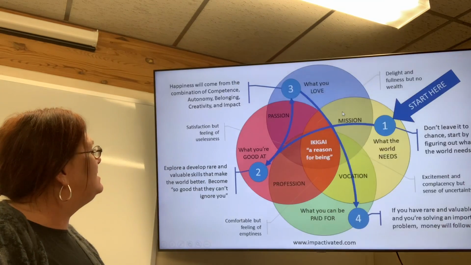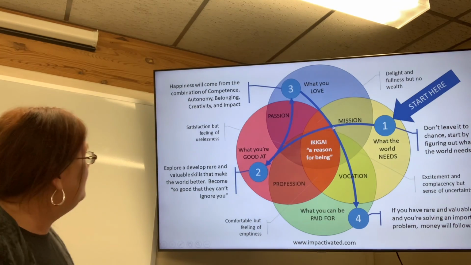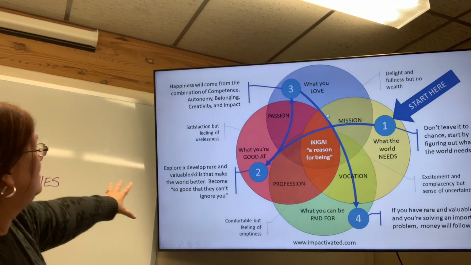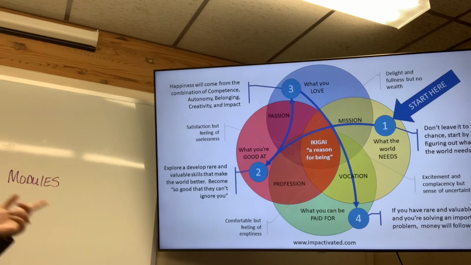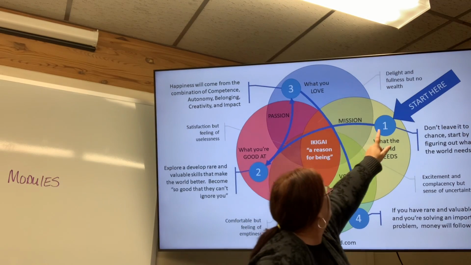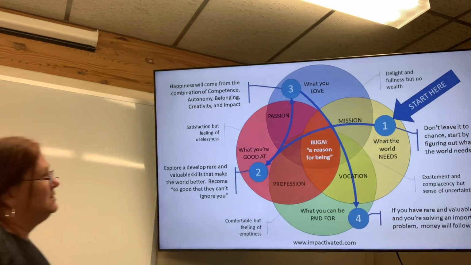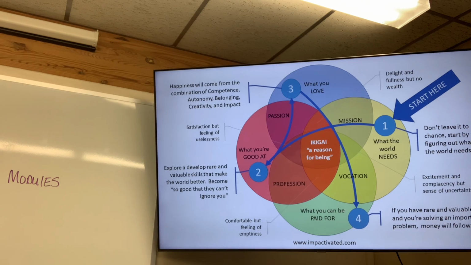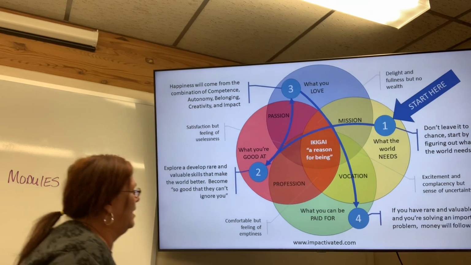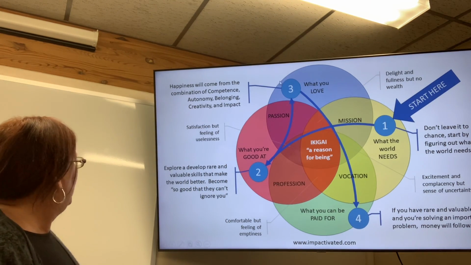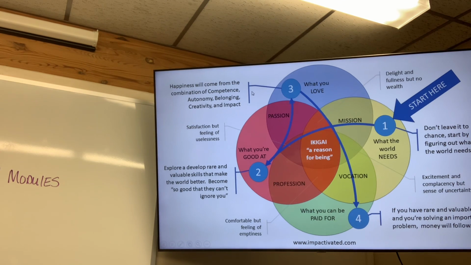What I mean by that, let me show you an example of it. Again, this is the next slide. It talks about happiness coming from the combination of confidence, autonomy, belonging, creativity, and impact. So you want to start over here in number 1, what the world needs. It says, don't leave it to chance. Start by figuring out what the world needs. If you have a rare and valuable skill and you're solving an important problem, money will follow. Explore and develop rare or valuable skills that make the world better. Become so good that they can't ignore you. Happiness will come from the combination of confidence, autonomy, belonging, creativity, and impact.